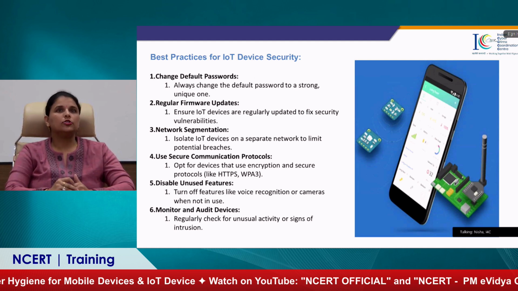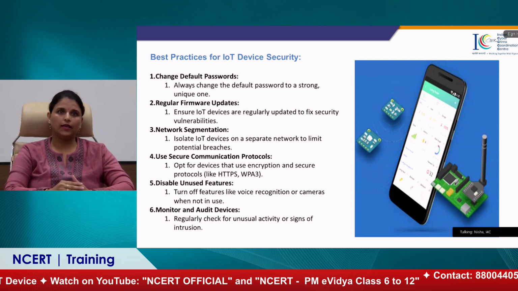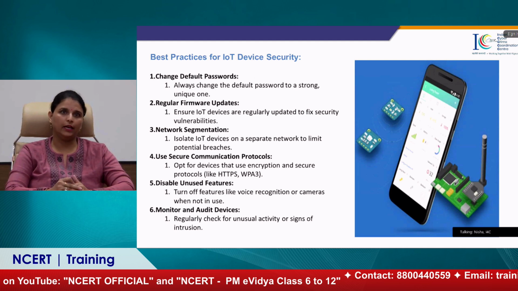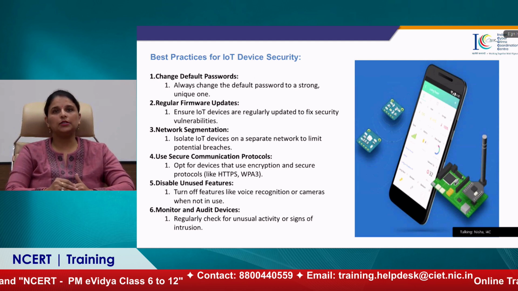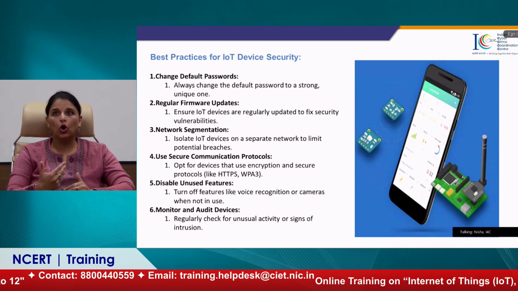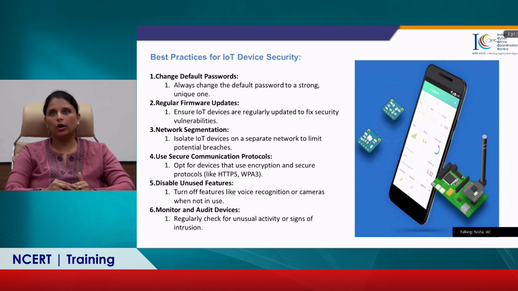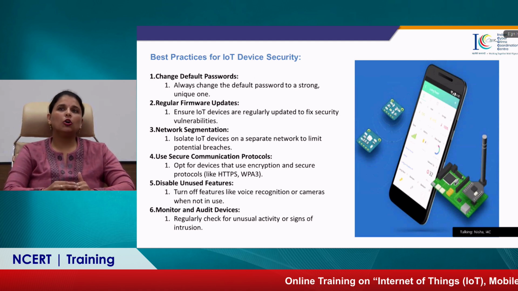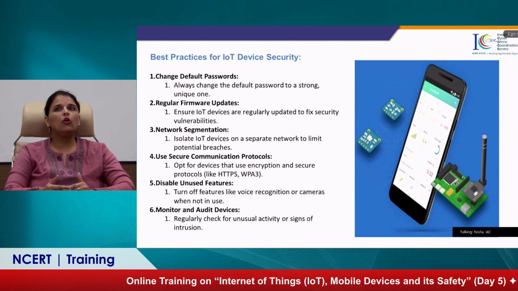Next, always use secure communication protocols, which have already been discussed in the previous sessions, including what the secure communication platforms are and how they can help. Disable unused features. For example, if you don't require the camera to be open every time, or your voice recognition commands to be on when you are not at home, they don't need to be turned on every time. They can be switched off by the person controlling that IoT device, and turned on whenever required.